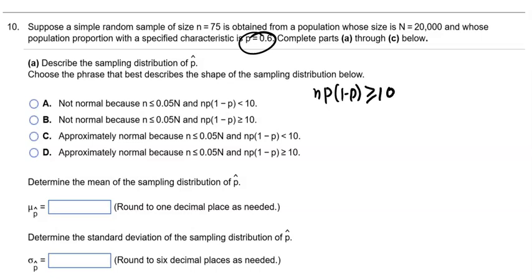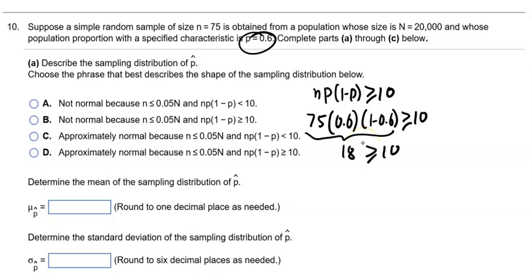Let's do this criteria first. 75, p 0.6, 1 minus 0.6 is greater than or equal to 10. If you put that in the calculator, this whole thing gives you 18, greater than or equal to 10. So it's verified. First criteria.